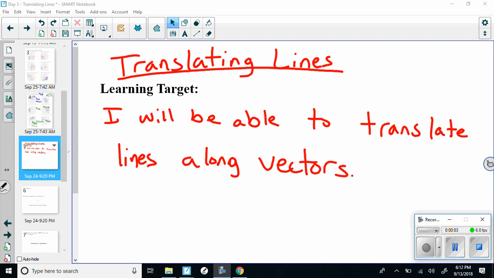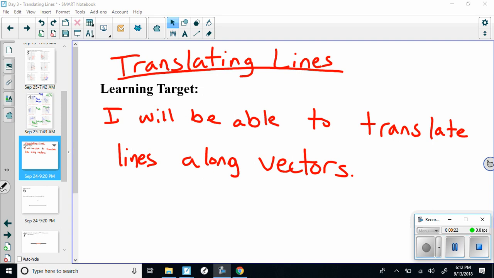Hey everyone, so today we're going to be translating lines. Not a whole lot of new concepts about translating, but definitely some new definitions that we're going to hopefully be more aware of as we go through this lesson. So the learning target is we will be able to translate lines along vectors.